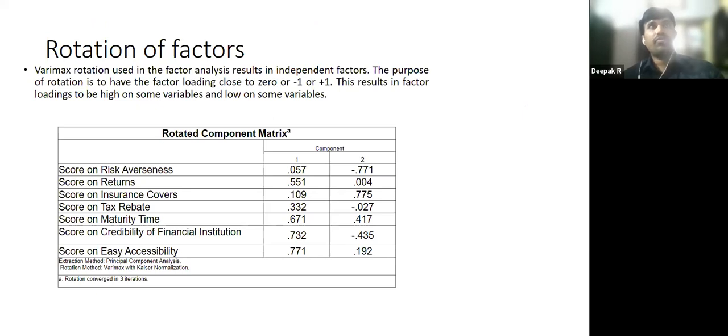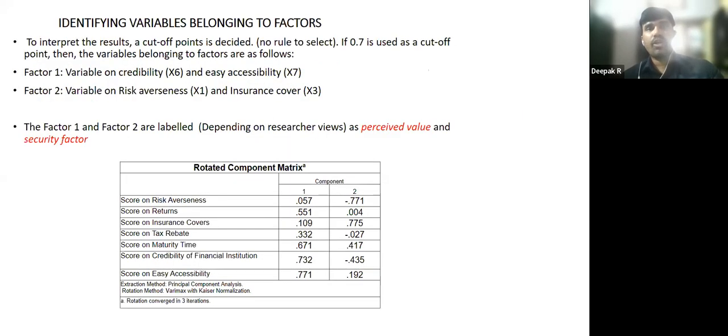So if I am going for the rotation of the factors, depending upon the cutoff, if according to the research I consider that the cutoff is 0.7, you will be able to notice that there are some variables, for example the variables on credibility and easy accessibility, which are X6 as well as X7. These are part of the first factor. And similarly, the variables on risk averseness and insurance cover are the two variables which are part of the second factor.